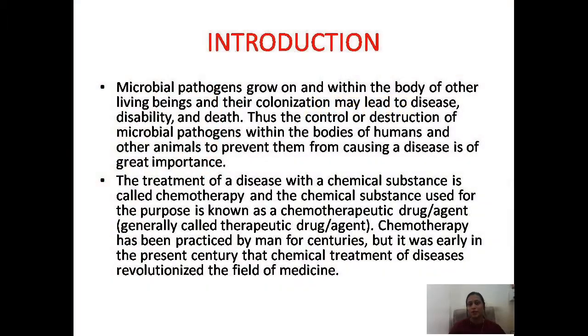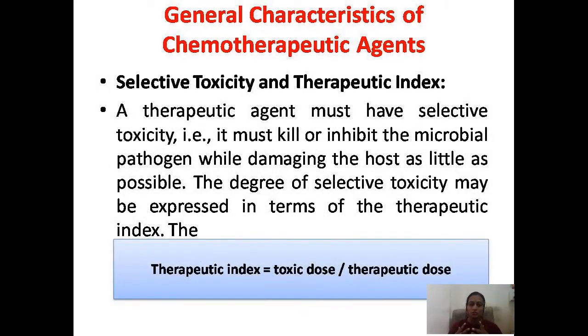As we all know, pathogens can grow on and within the body of other living beings and their colonization may lead to various diseases. A classical example is COVID, which we are seeing right now. Treatment of such a disease with a chemical substance is called chemotherapy. So basically, any chemical which is used for the treatment or to have control over the infection is called a chemotherapeutic agent.